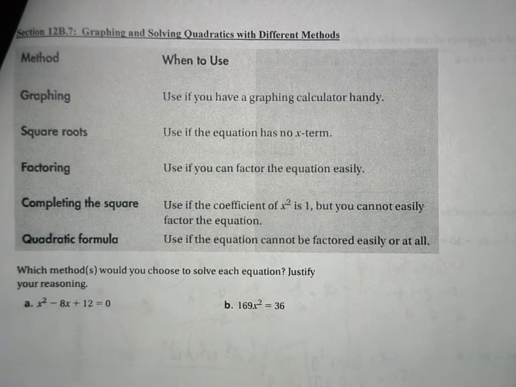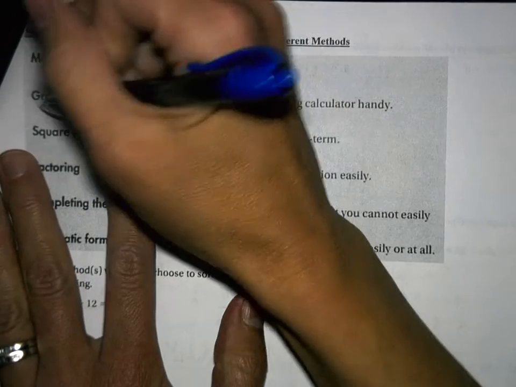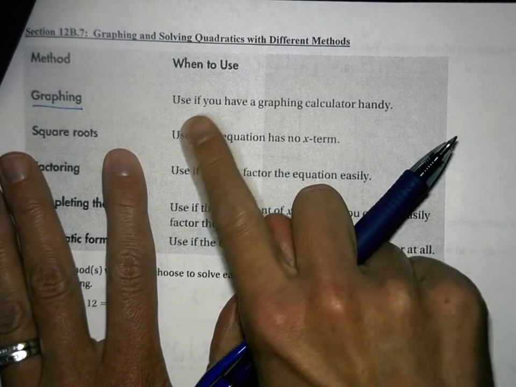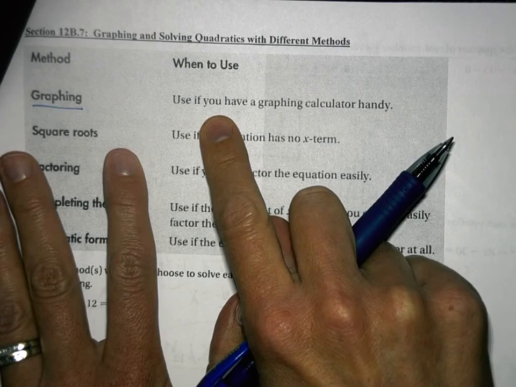Math 2, Unit 12B, Section 7. So today it's just kind of putting everything together, okay? And so we've learned different methods. We have learned graphing, and basically our book says that graphing's the easiest if you have a graphing calculator, okay?